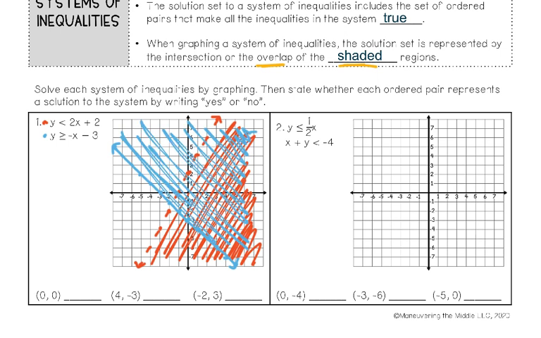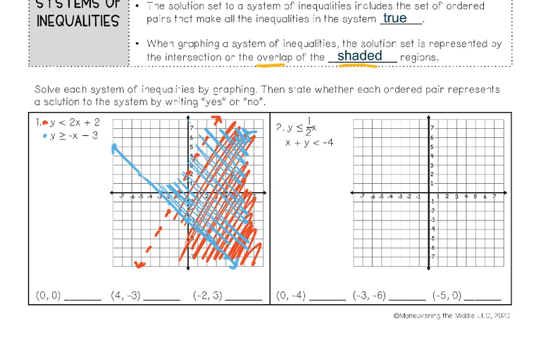Now, normally when we solve systems, we're looking for the one point where they intersect. But because this is a system of inequalities, we're actually going to look for the shaded regions that are overlapping. If you have highlighters, this might be cleaner. And just for the sake of this, I'm going to erase the part that's not overlapping for both these graphs.